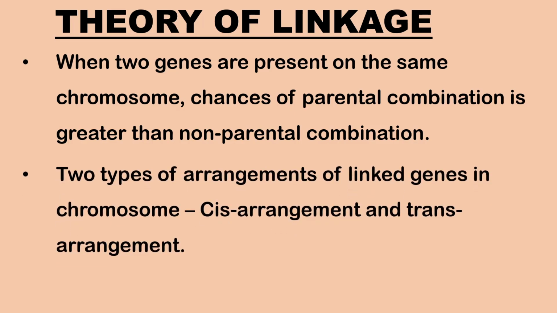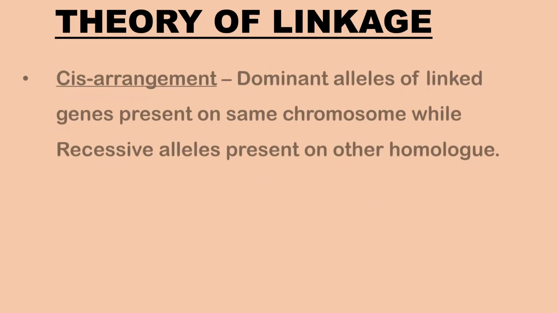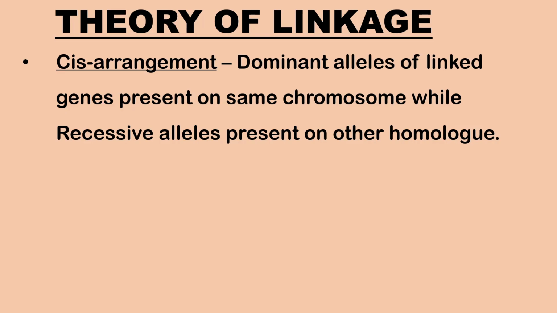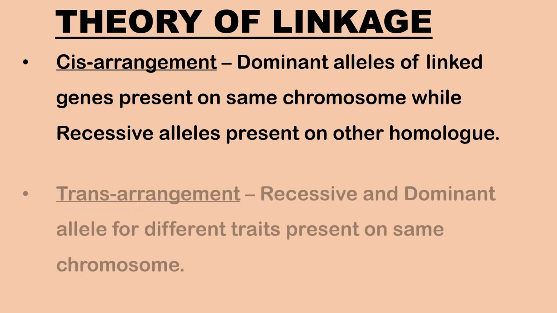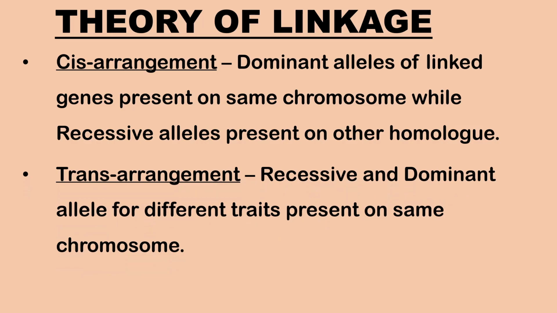Linked genes show two types of arrangements on the chromosome: cis arrangement and trans arrangement. In cis arrangement, the dominant allele of two or more pairs of linked genes are present on the same chromosome and their recessive alleles on the other homolog. In trans arrangement, a recessive and dominant allele for different traits are present on the same chromosome.